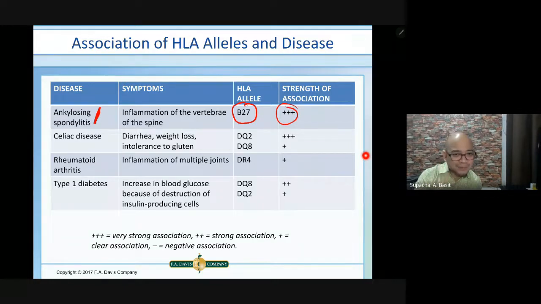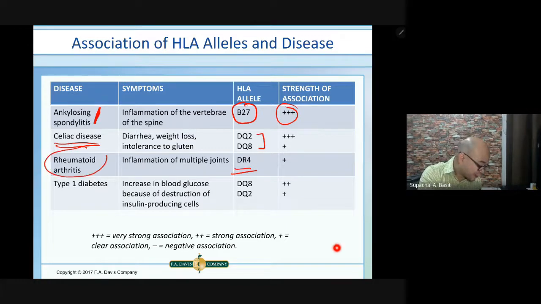If you have DQ2 and DQ8, you might develop celiac disease, an autoimmune disease characterized by diarrhea, weight loss, and even intolerance to gluten. Between the two, DQ2 has a higher strength of association compared to DQ8. If you have DR4, you might develop rheumatoid arthritis, characterized by inflammation of multiple joints. But the strength of association is not really strong. There's just a clear association.